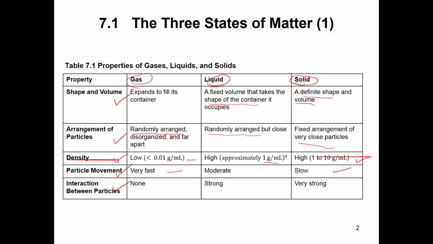And slow moving particles. In some solids, it's more of a vibration than it is a moving around. And then the interaction between particles is very strong, so it's harder to break those interactions in solids than it is in liquids, than it is in gases. As you can see, there are several different characteristics that differ between those three states of matter.